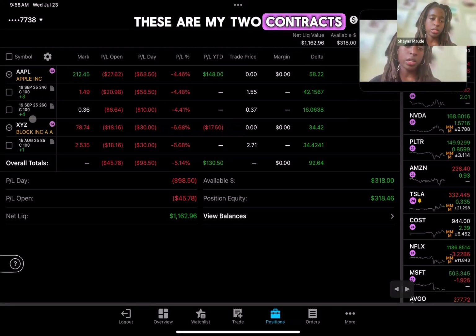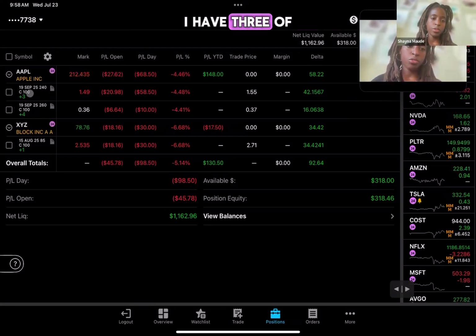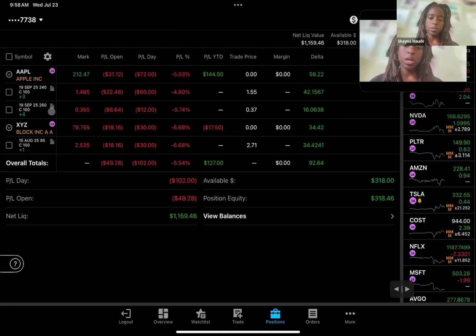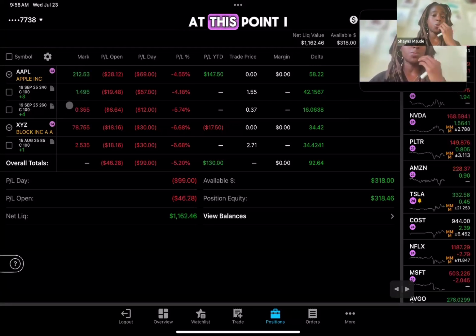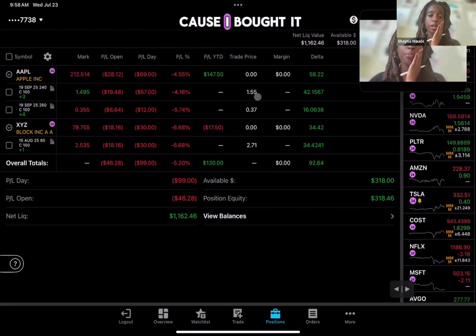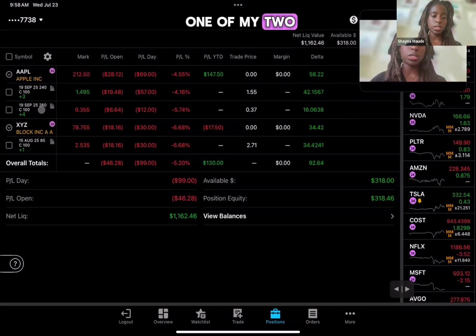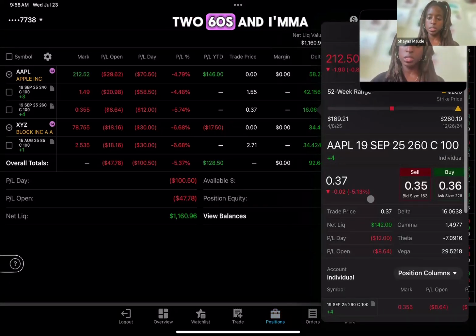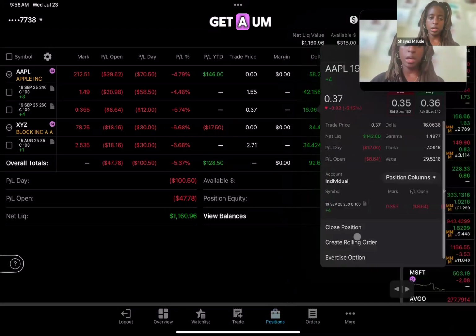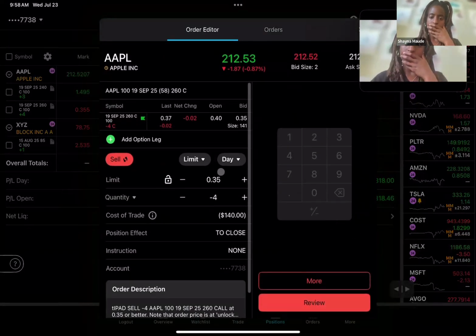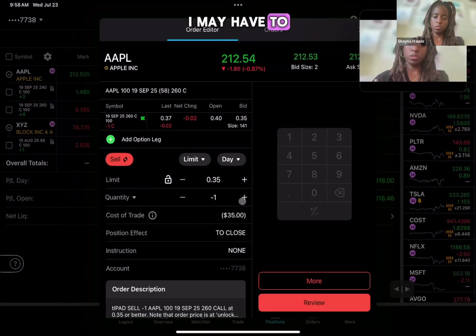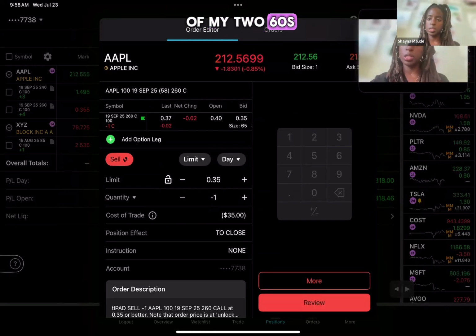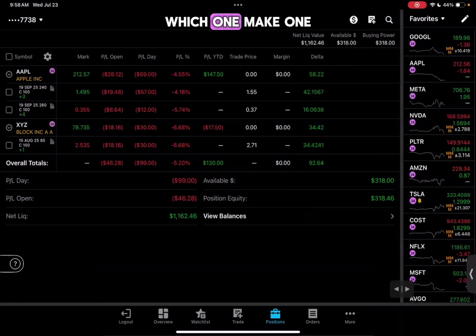These are my two contracts. I have 3 of the 240, which is my better one, and 4 of the 260s. And honestly, at this point, I would even double down because I bought it at 155. Man, I would even sell one of my 260s and get another. Yeah, I'm gonna do that. I'm gonna sell one of my 260s and get another 240.